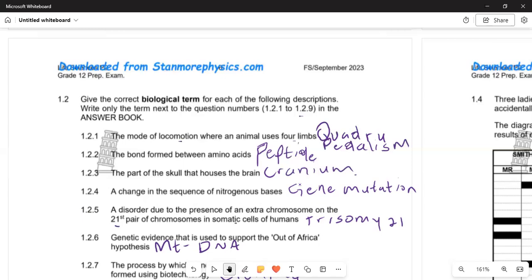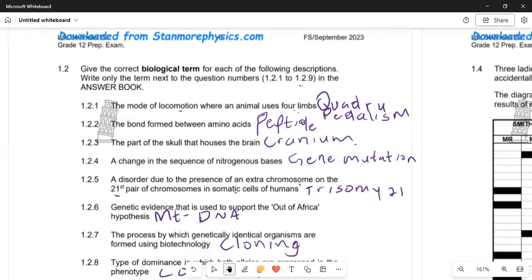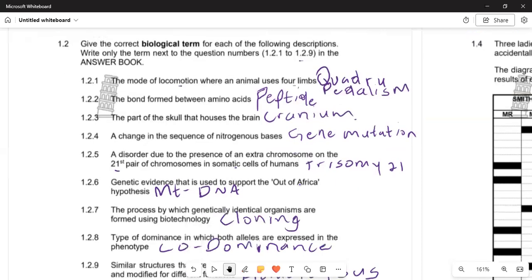And moving on again, the genetic evidence used to support the out of Africa hypothesis is mtDNA, the mitochondrial DNA. And moving on, we have 1.2.7, where the question says the process by which genetically identical organisms are formed using biotechnology is known as cloning. And the type of dominance in which both alleles are expressed in the phenotype is co-dominance, or partial dominance.